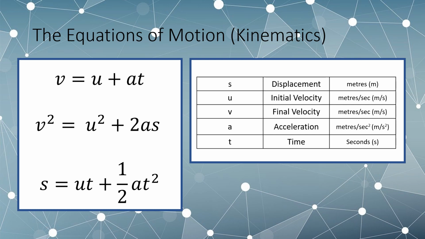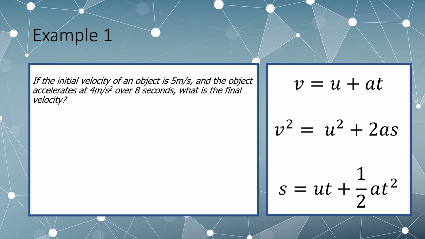So our S is our displacement, our U is our initial velocity, our V is our final velocity, our acceleration is A, and our T is time. It's a good thing to note that S, U, V, A, so displacement, velocities, and acceleration, are all vectors. Now remember from our scalar and vector video, that means they require direction, unless otherwise stated in the question, or no direction is present.